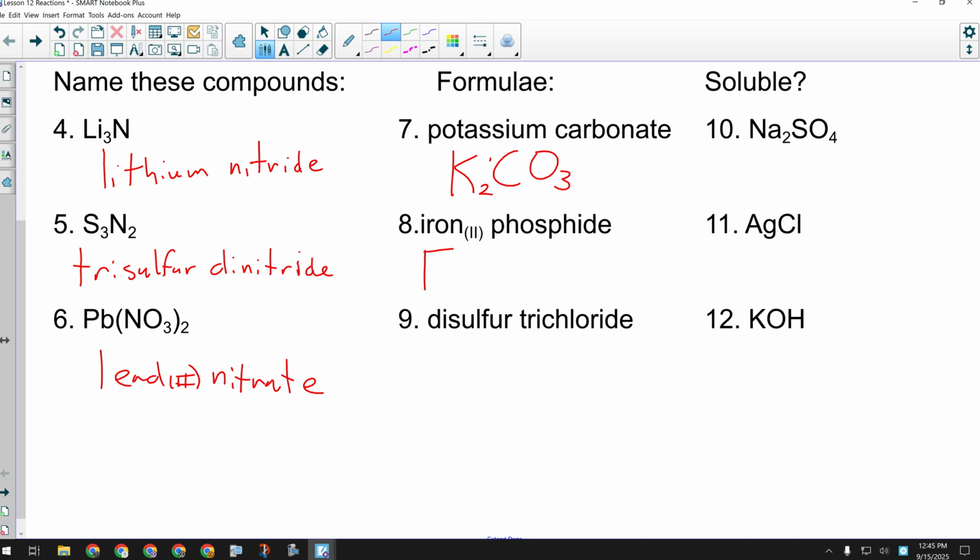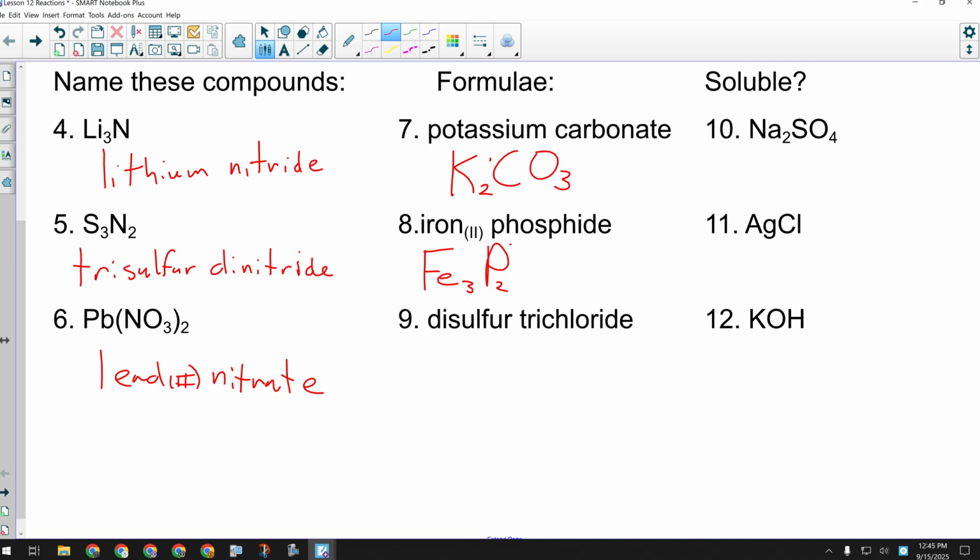So we write the symbol for iron. What does the 2 tell me? Not a subscript, that's the charge, right? 2+. And phosphorus, which is a -3. Drop and swap, we got Fe3P2.